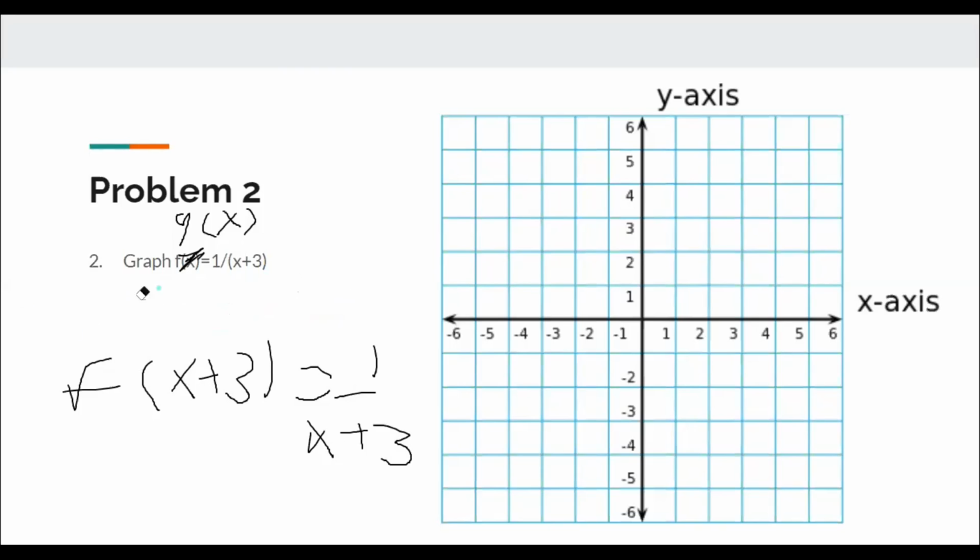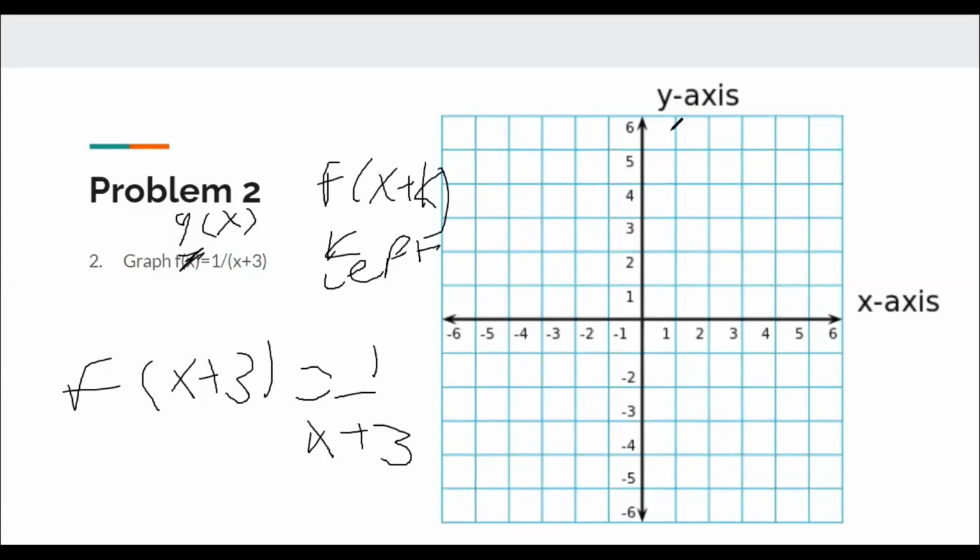So once you realize that you can write it like this, then all you need to notice is that we talked about how if f(x) is your base function and you do f(x + k), you shift your function k units to the left. So if we're shifting f(x) 3 units to the left, 1/(x + 3) is just going to be the graph of 1/x, but 3 units to the left.